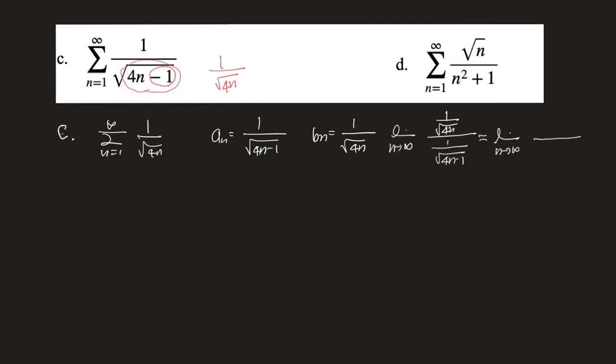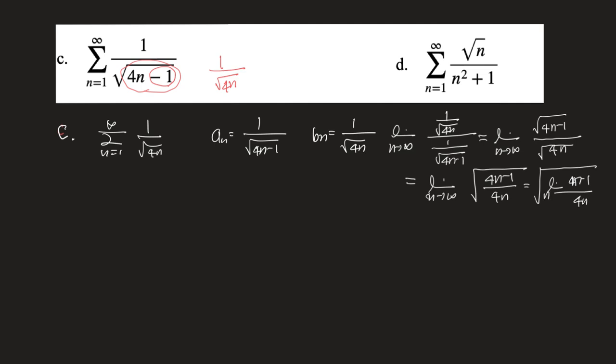As n approaches infinity, that's going to be square root of 4n minus 1 over square root of 4n. I can find the limit. The limit goes inside: limit of 4n minus 1 over 4n. You're going to use L'Hopital's rule. 4 over 4, that's going to be 1. Okay, let's prove it. So this limit of the ratio is going to be 1.